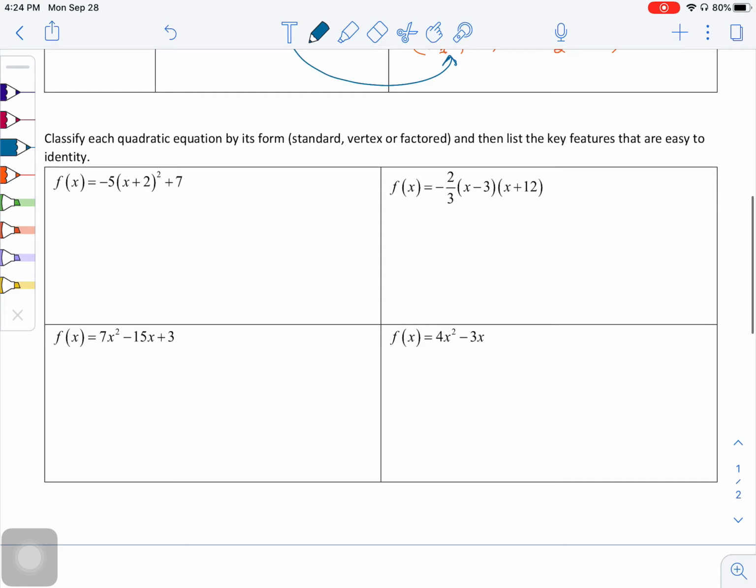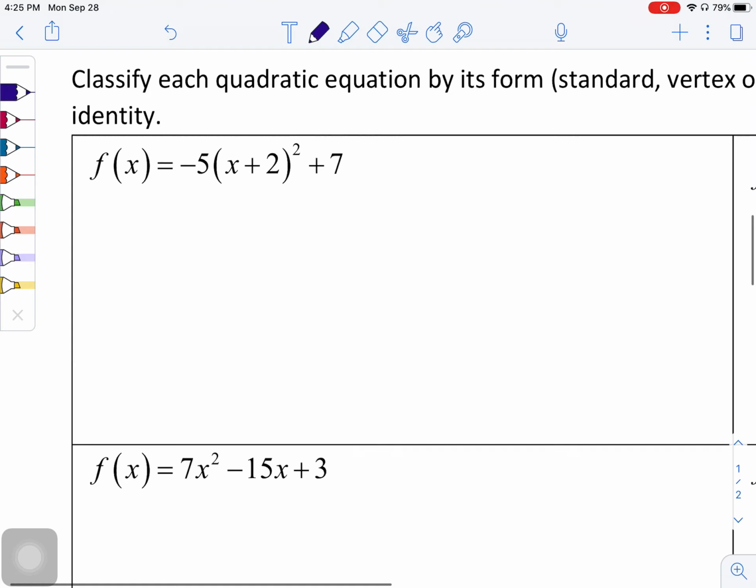So that's exactly what the directions say. Classify each quadratic function by its form. Form means we're talking standard, vertex, or factored. Then list the key features that are easy to identify. All right, so if I just zoom in on this first one, I need to figure out its form first. This is in vertex form.